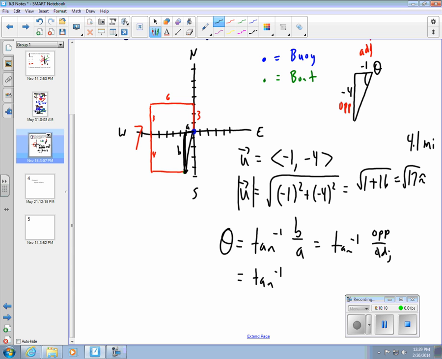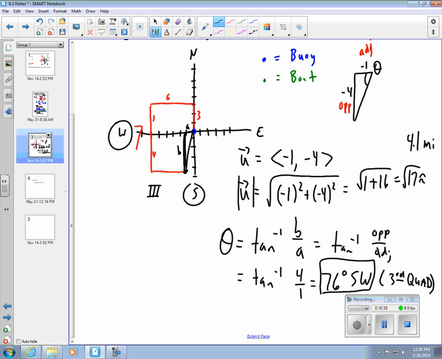So in this case, that would be 4 over 1. Remember, we're using the positive values all the time. And if you plug that in, you get 76 degrees. So, and again, we want direction. So we're over here in the third quadrant, and third quadrant there is southwest. So we're going to say southwest. If you want, you could say third quadrant. But we want to know this, and we want to know this. How far? 4.1 miles. And the direction is, or what's the bearing? The bearing is 76 degrees southwest.